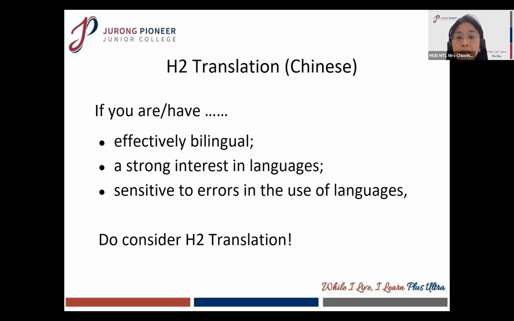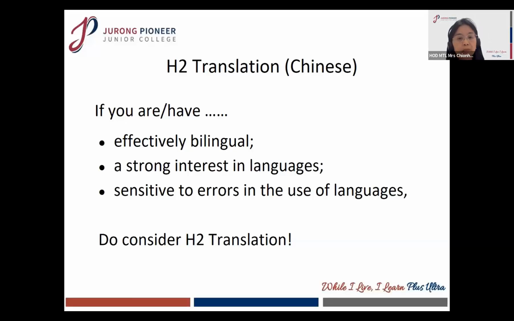We also have this subject called H2 translation. Okay, so if you have a strong command of English as well as Chinese, you are very much welcome to consider this H2 translation subject. Okay, this is a Chinese medium humanities content subject. It's designed to encourage students who have interest in both CL and EL. It aims to develop your capacity for interlingual and cross-cultural communications, all right, as well as develop your critical thinking.